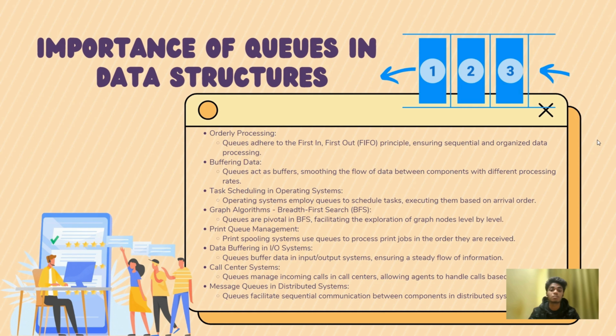The next importance is print queue management. Print spooling systems use queues to process print jobs in the order they are received. Data buffering in input-output systems. Queues buffer data in input or output systems, ensuring a steady flow of information. Call center systems. Queues manage incoming calls in call centers, allowing agents to handle calls based on arrival order. Message queues in distributed systems. Queues facilitate sequential communication between components in distributed systems.